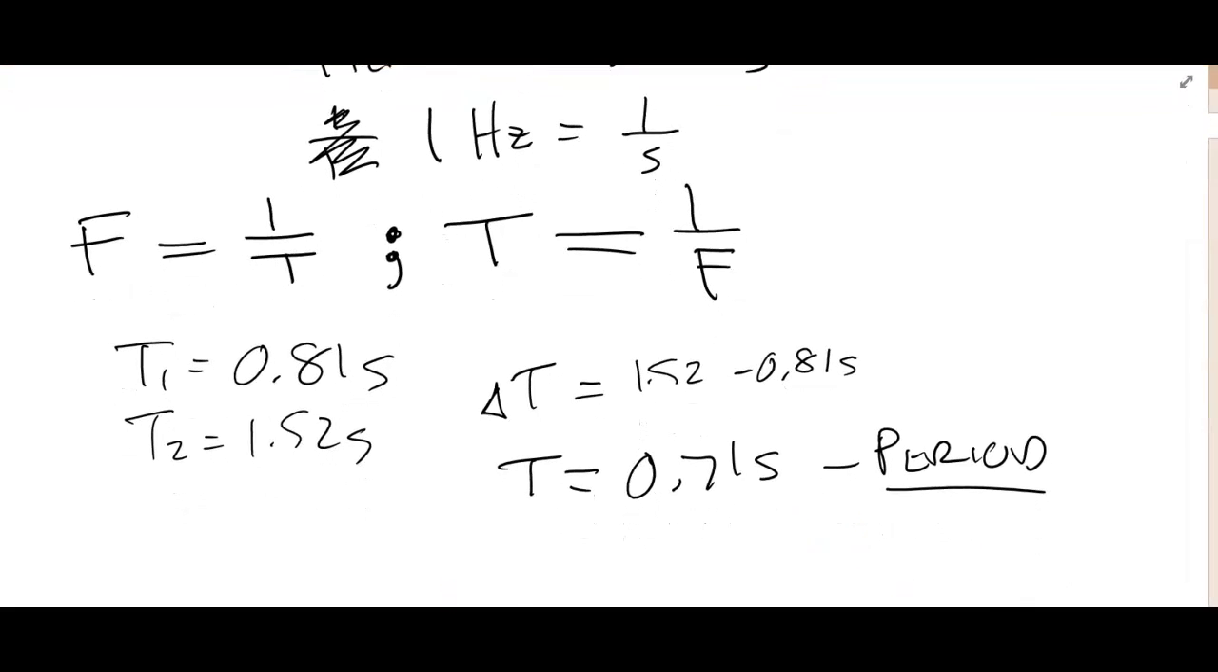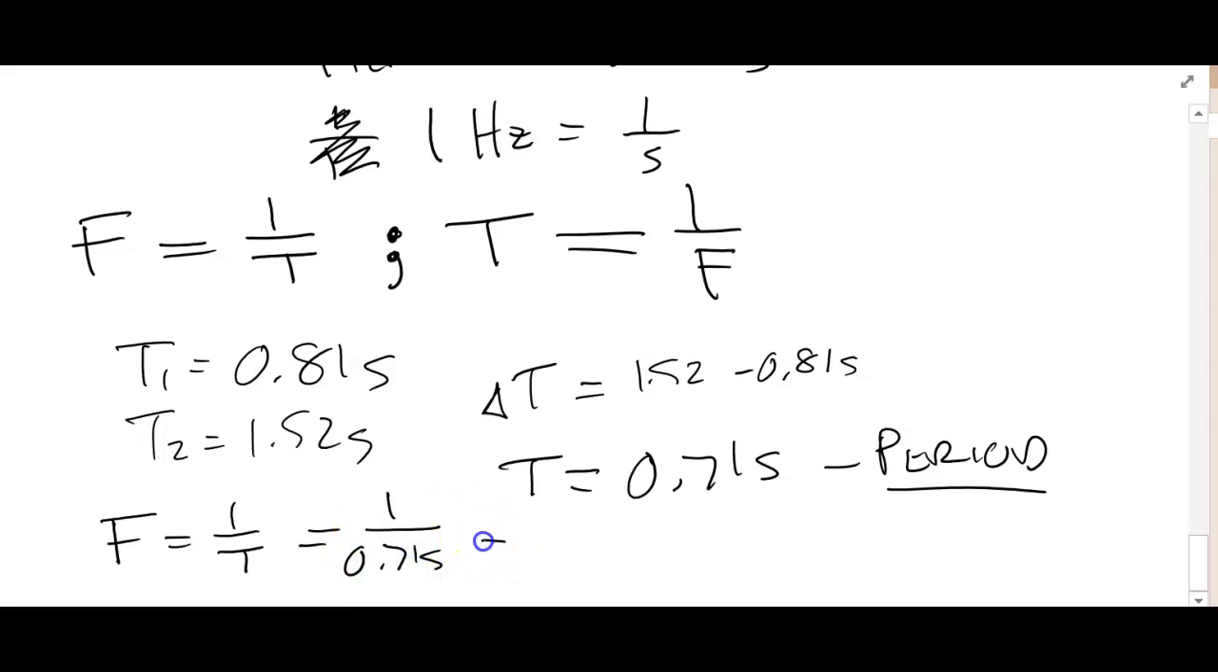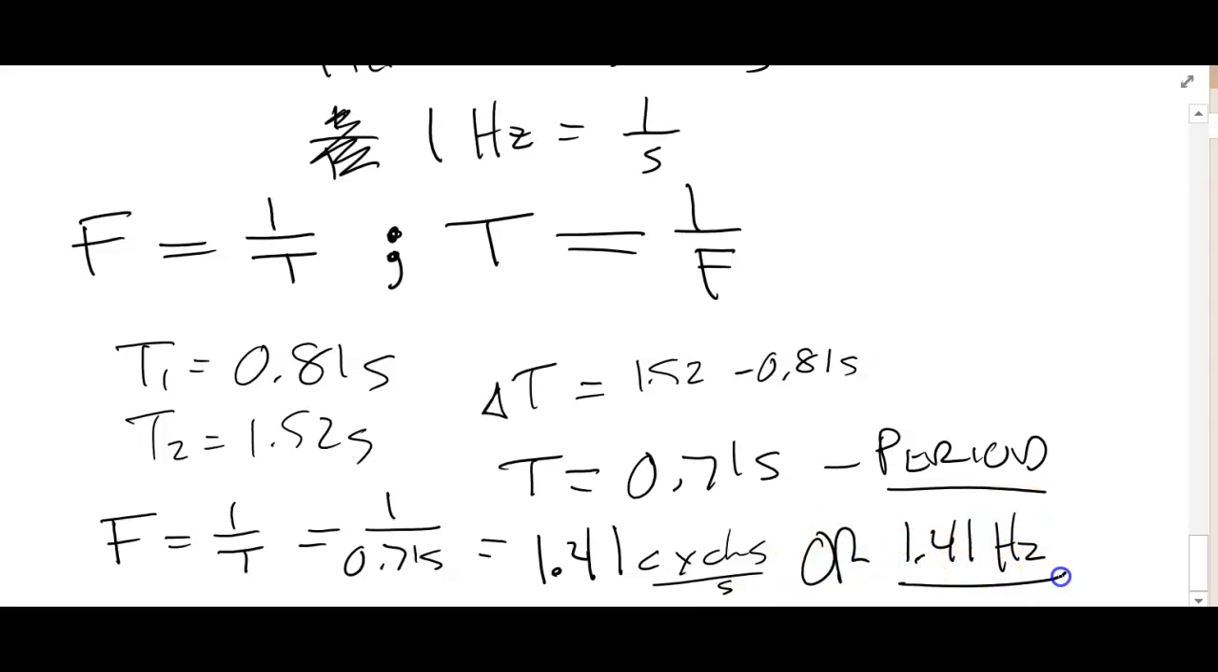All right, so now the frequency is 1 over the period. So it's 1 over 0.71 seconds. If we continue to do the math there, 1 divided by 0.71 equals 1.41. And what that means is it does 1.41 cycles per second. Or you can say it's 1.41 hertz. And that's the frequency.